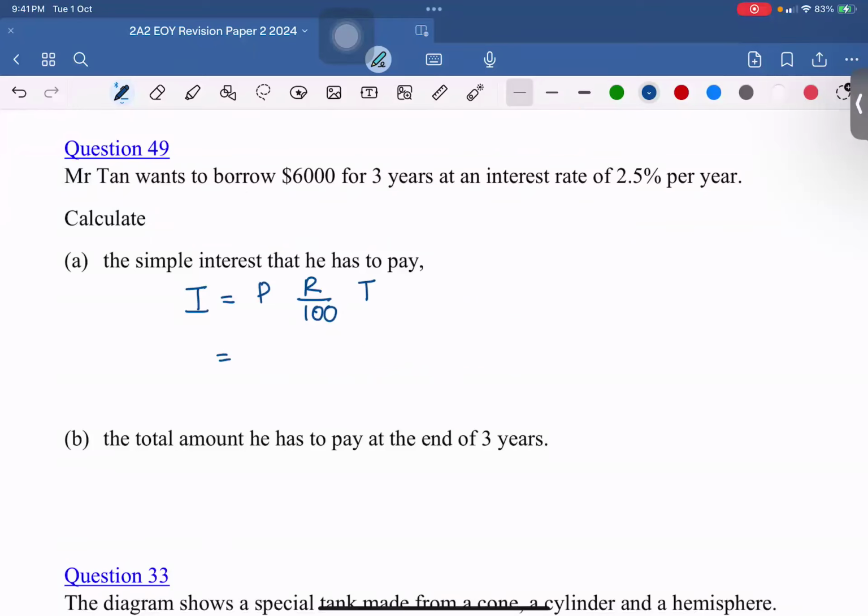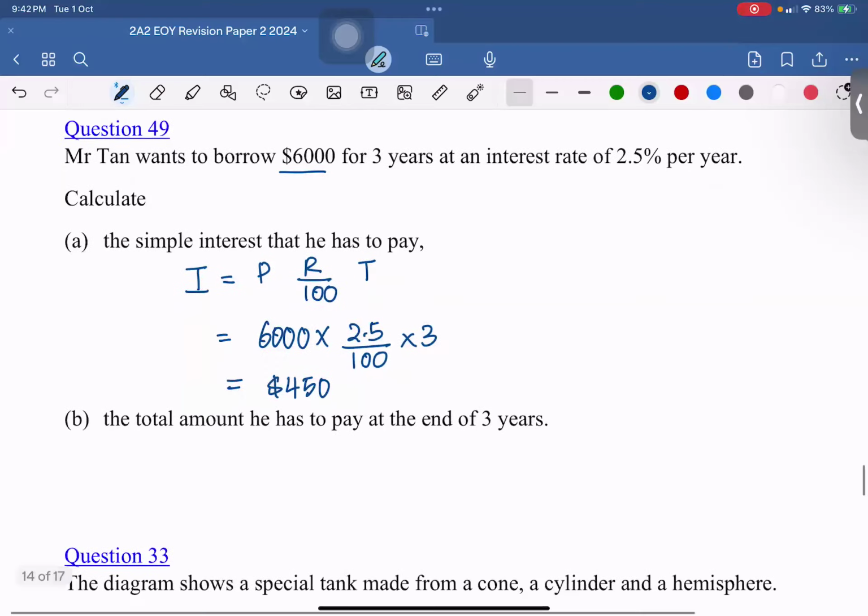Interest is P, principal. You borrowed this amount, 6,000. Okay, but Aryan's logic is still correct. Same percentage, but you must times 3 years, not plus. The time period is 3 years. What's P again? Principal amount, the original amount that you borrowed. So 6,000 times 2.5 over 100 times 3. Answer, $450. So that's the interest.